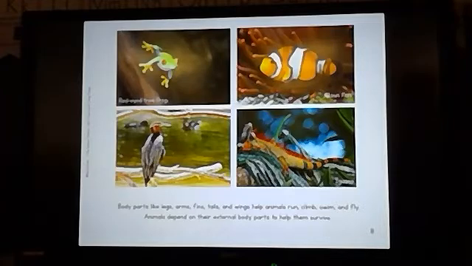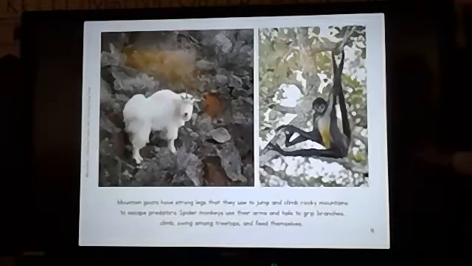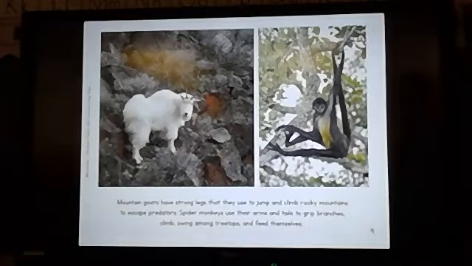We have the red-eyed tree frog, the clownfish, the heron, and the iguana. Body parts like legs, arms, fins, tails, and wings help animals run, climb, swim, and fly. Animals depend on their external body parts to help them survive. Mountain goats have strong legs that they use to jump and climb rocky mountains to escape predators. Spider monkeys use their arms and tails to grip branches, climb, swing among treetops, and feed themselves.